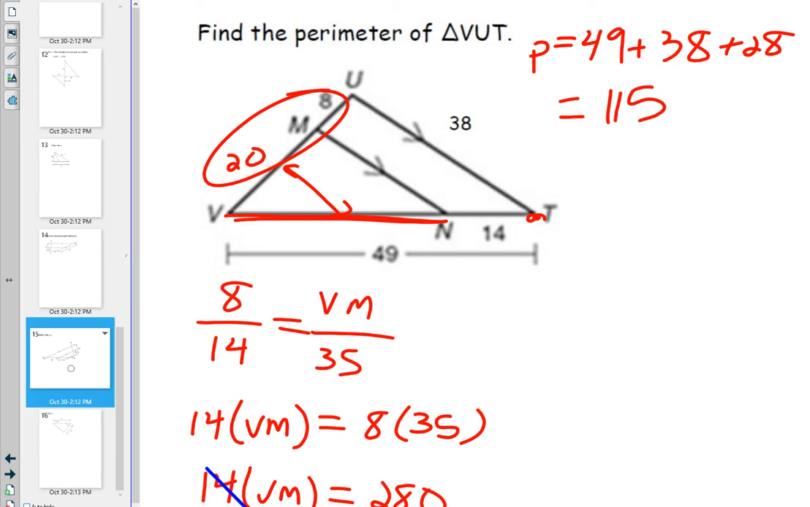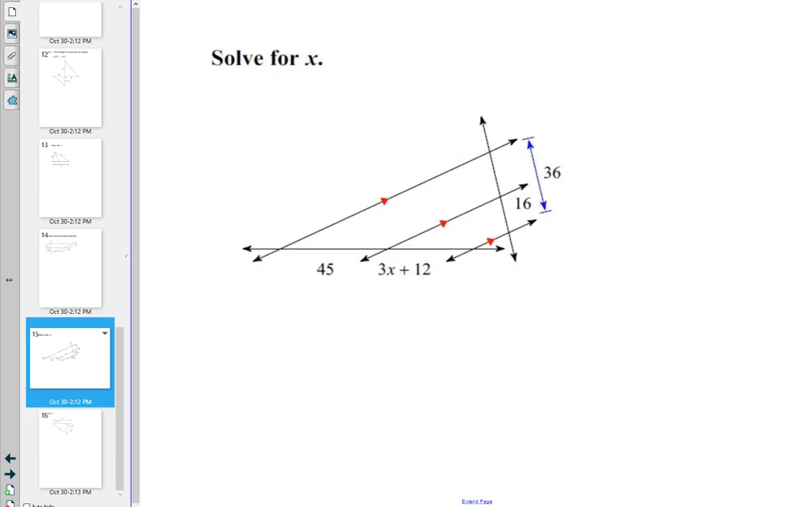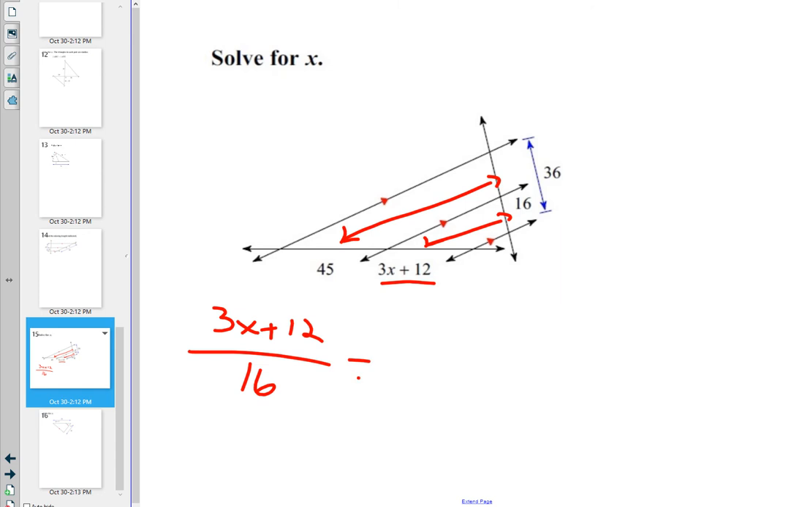All right, this is the one that everybody missed. Solve for x. So if you use the parallel proportionality theorem, here I have this 3x plus 12. What can I compare that to if I'm using the parallel proportionality theorem? I could compare that to 16, and that would be equal to, on the same side of the 3x plus 12, the 45. What would I compare that to? To 20, yes. How'd you get 20? 36 minus 16, which is 20.